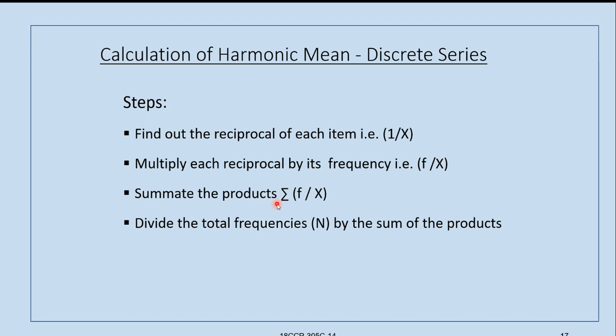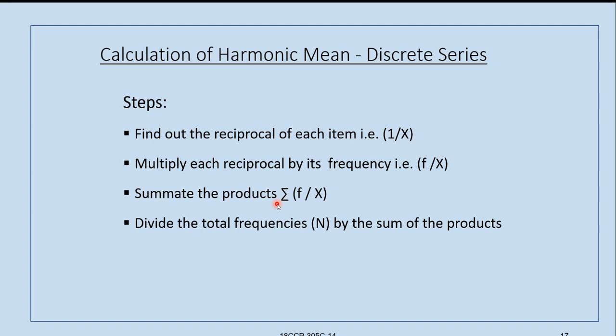Now we will understand the steps one by one. Multiply each reciprocal by its frequency, that is taken in the third column. F into 1 by x, that is f by x. Summate the products. Summate means finding the total. Summate is nothing but summing up. Summing up means adding all the values.